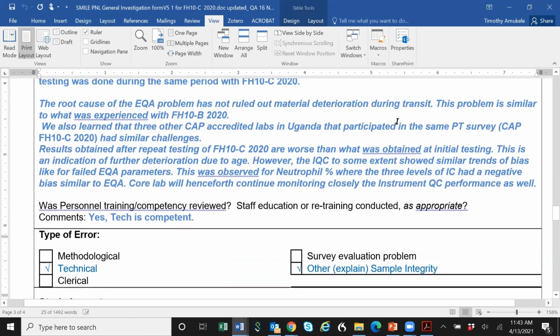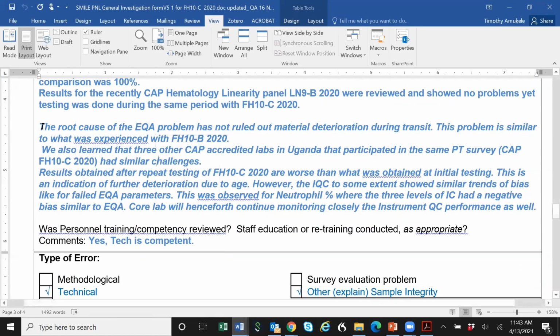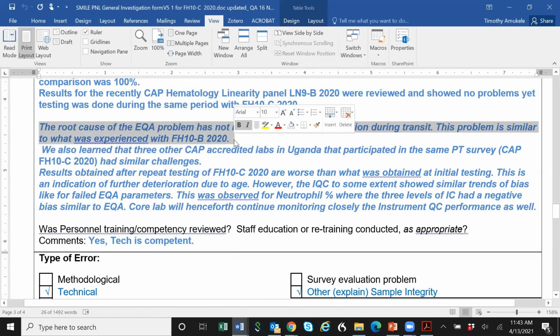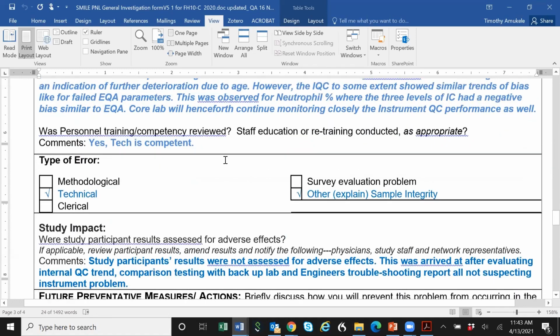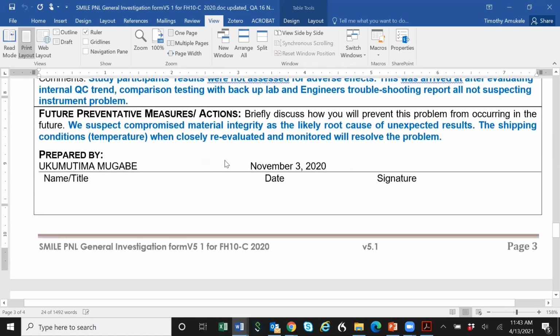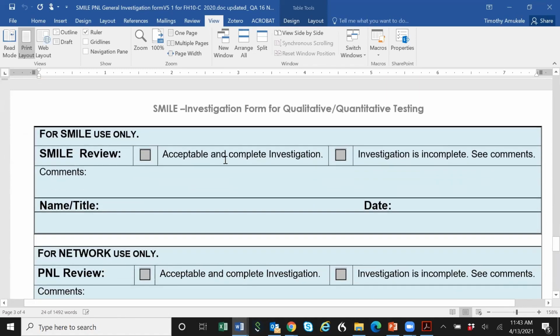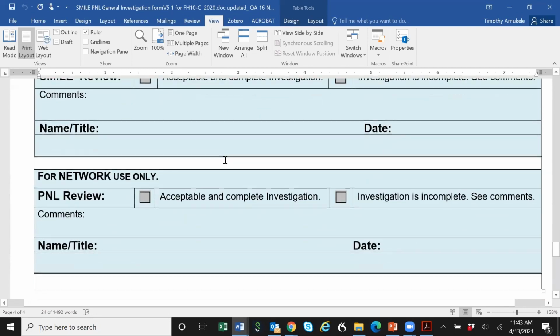We describe all this and we say here, the root cause of the EQA problem has not ruled out material deterioration during transit. This is similar to what was experienced during our last challenge. We also learned that 3 other CAP certified labs in Uganda that also participated in the same survey had similar challenges. So you do this whole thing, and then your director signs. This is where I sign on the bottom. So I'll stop here and address some of the questions.